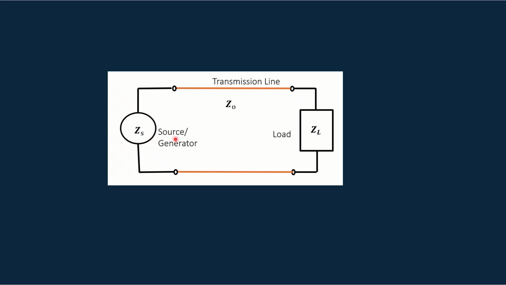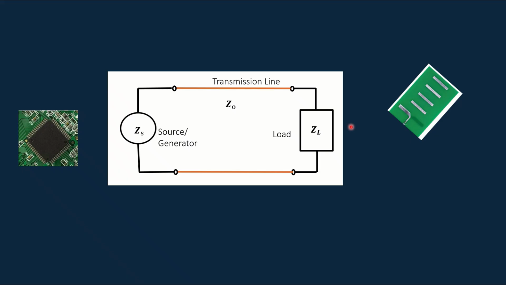We can also call it the generator, which is connected to the load through the transmission line. This source may be like an IC, or it can be some transmitter system. The load will usually be an antenna. That is, the load is connected to the source through the transmission line.